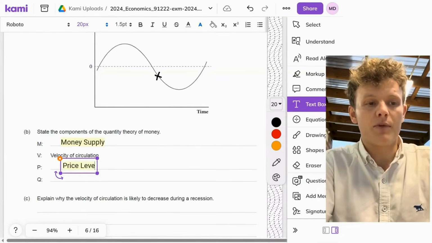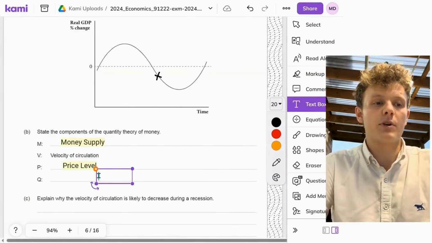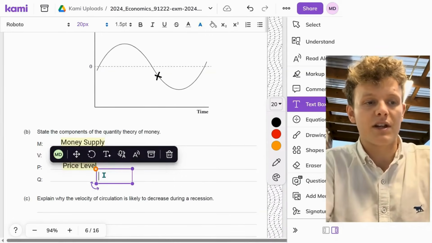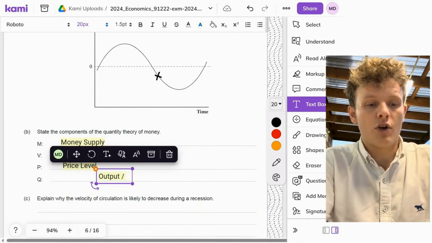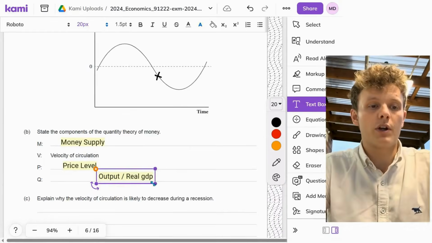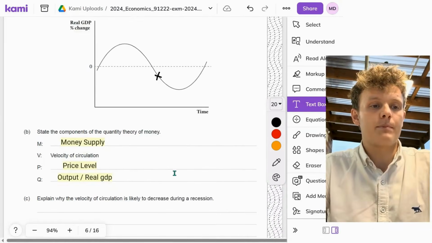This is going to be the outcome of the question. So we're going to finish on price level when we talk about QTOM, or quantity theory of money. And then Q is for the output. And I like to just put a little dash, real GDP, because that is the measure of output we're going to use in our exam.